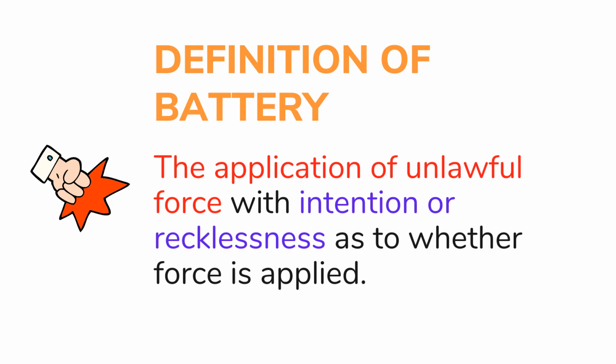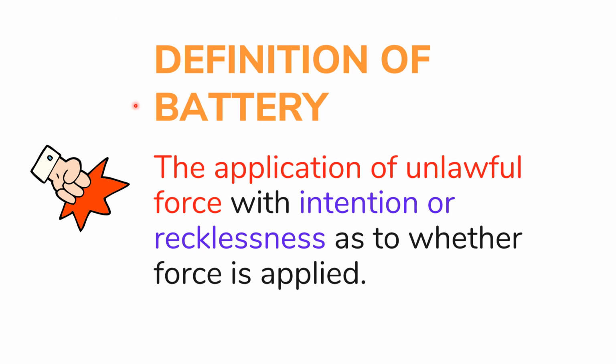So let's compare our definition of assault with our definition of battery. So for a battery, we are looking for the application of unlawful force with intention or recklessness as to whether force is applied. And once again, we've got the two colours to indicate the actus reus and the mens rea. So the actus reus is the application of unlawful force, and the mens rea, you'll have noticed, is the same as for an assault. We're looking for intention or recklessness as to whether force is applied.